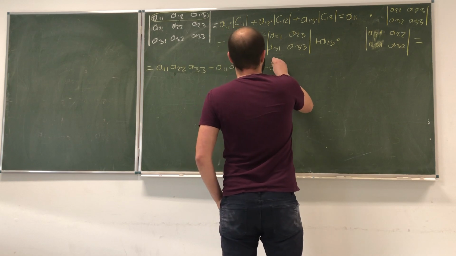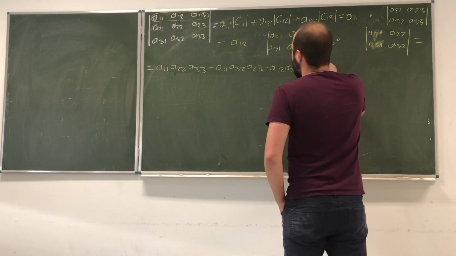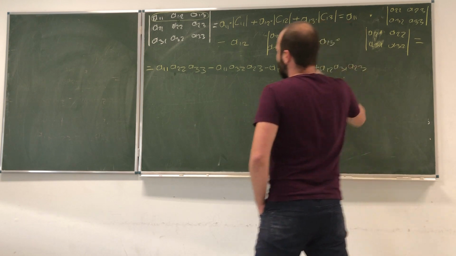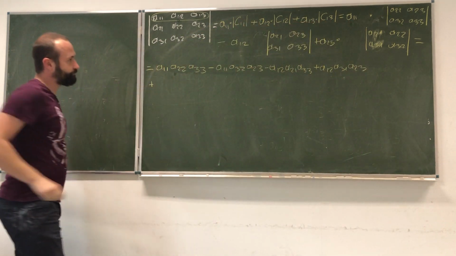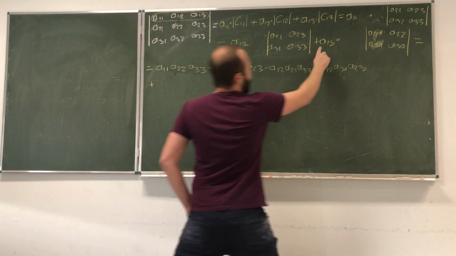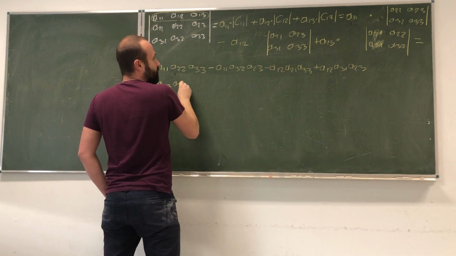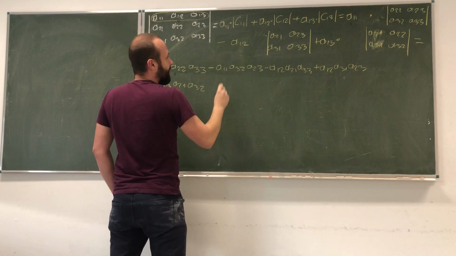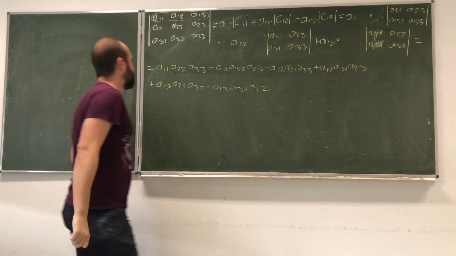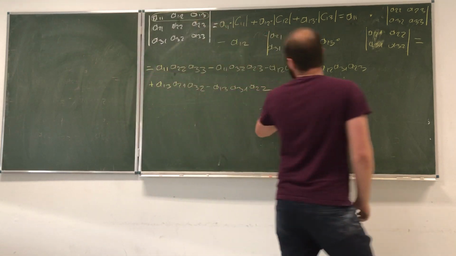So now we will have negative A12, A21, A33 plus A12, A31, A23. And then we will have plus A13, A21, A32. And then minus A13, A31, A22. Okay, and if we multiply this all out, we will get the value of the determinant.